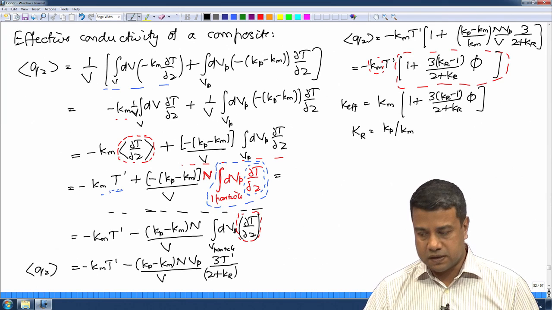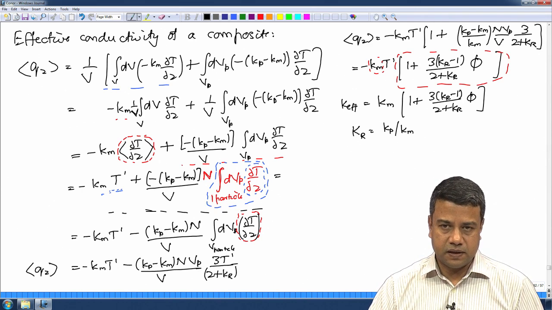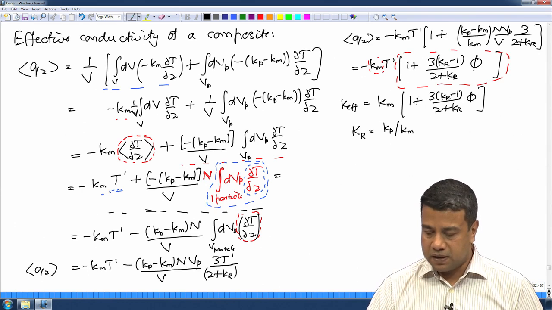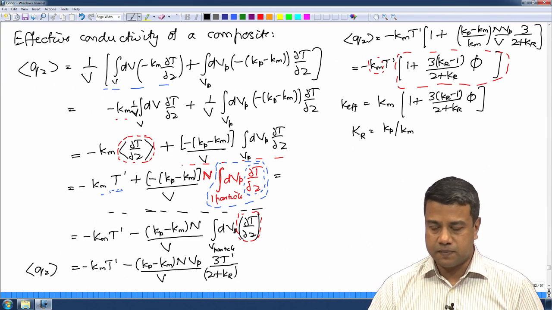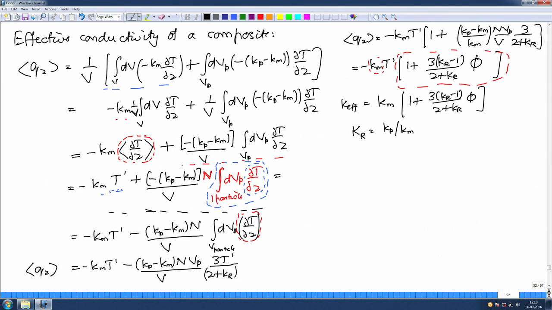If K r is greater than 1, the effective conductivity is greater than the matrix conductivity. If K r is less than 1, the effective conductivity is less than the matrix conductivity, as we had expected. It is important to note that this effective conductivity depends only upon the volume fraction of the particles. It does not depend on either the number of particles or the volume of each particle, regardless of whether you have a larger number of small particles or a smaller number of large particles. If the volume fraction is the same, the effective thermal conductivity will be exactly the same.